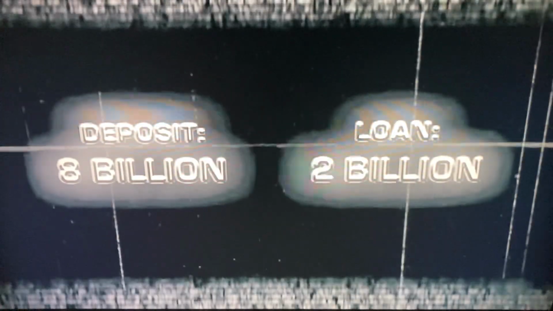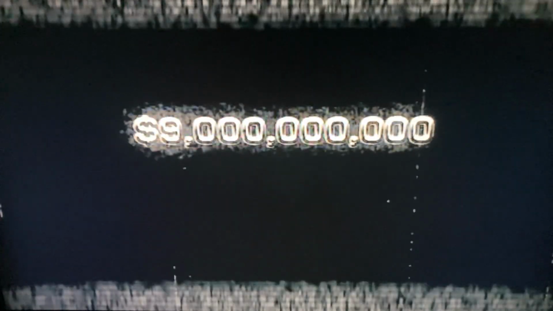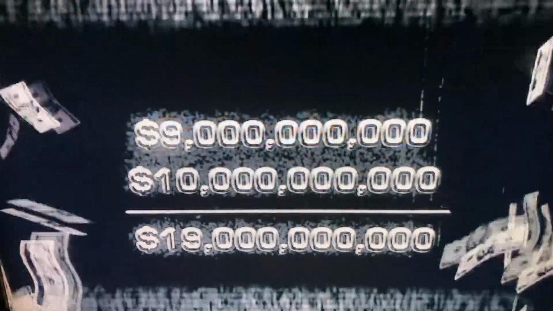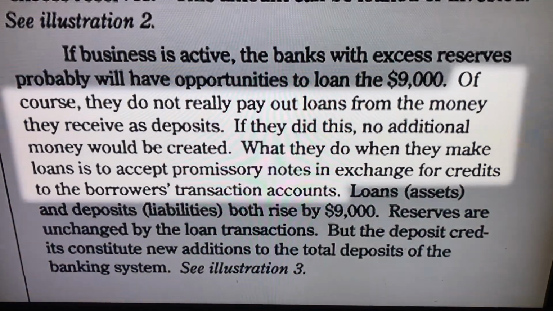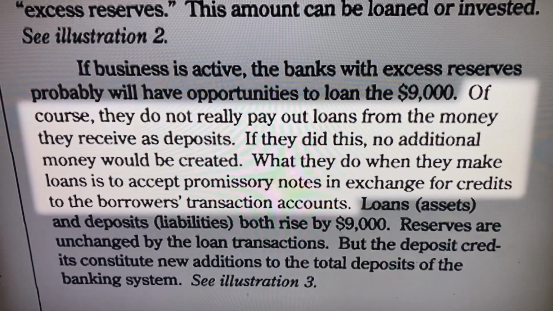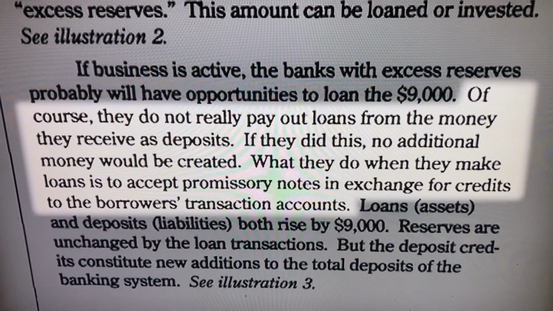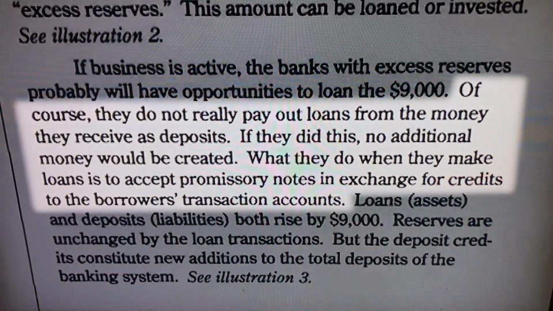Now, it is logical to assume that this $9 billion is literally coming out of the existing $10 billion deposit. However, this is actually not the case. What really happens is that the $9 billion is simply created out of thin air on top of the existing $10 billion deposit. This is how the money supply is expanded. As Modern Money Mechanics says, of course, the banks do not really pay out loans from the money they receive as deposits. If they did this, no additional money would be created. What they do when they make loans is to accept promissory notes, loan contracts, in exchange for credits, money, to the borrower's transaction accounts. The $9 billion can be created out of nothing.